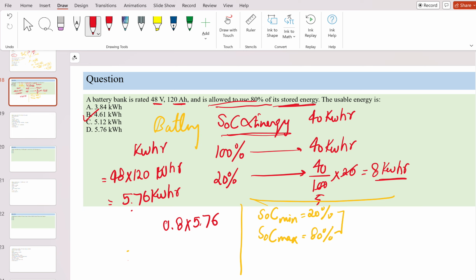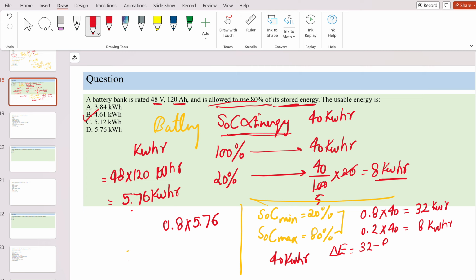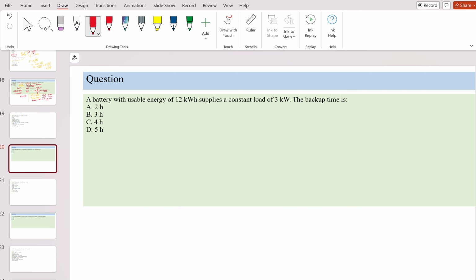In this scenario, suppose I consider a 40 kilowatt hour battery. So 0.8 multiplied by 40 is equal to 32 kilowatt hour, the max, and then 0.2 multiplied by 40 will come out to be 8 kilowatt hour. So what is the utilizable energy? Basically 32 minus 8, that comes out to be 24. This is the utilizable energy, because you are not going below a certain SOC and not going above a certain SOC. So remember this concept. Try to solve this problem.